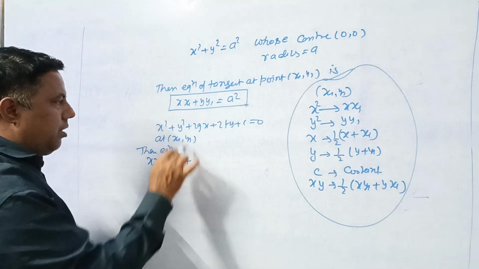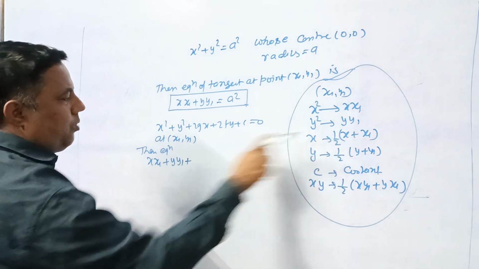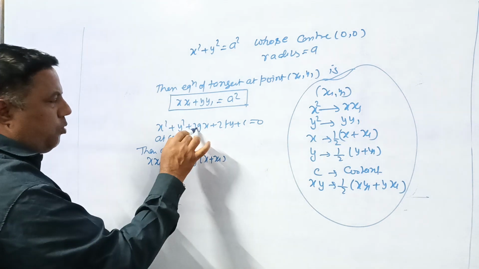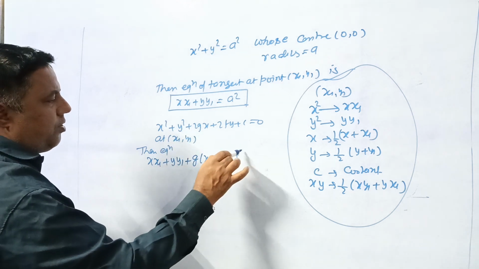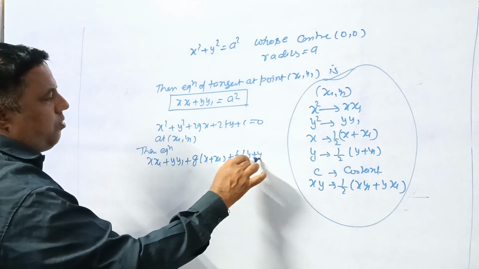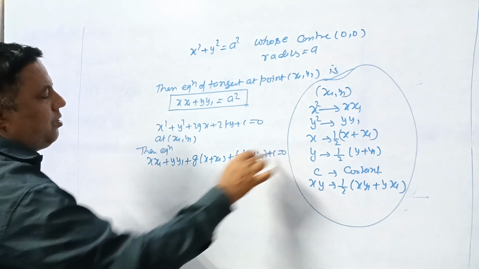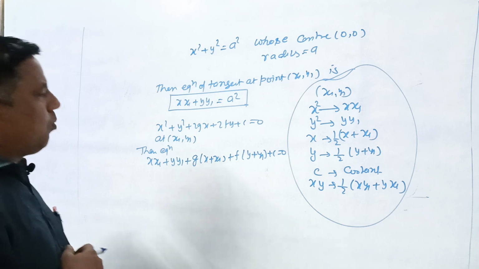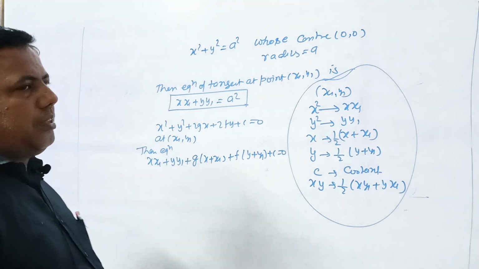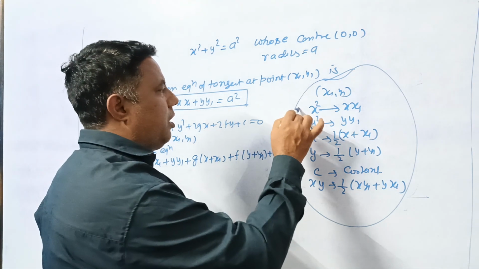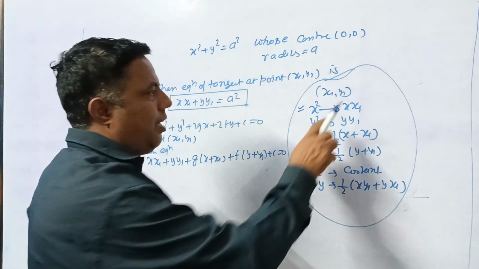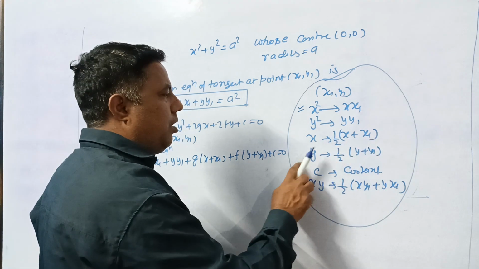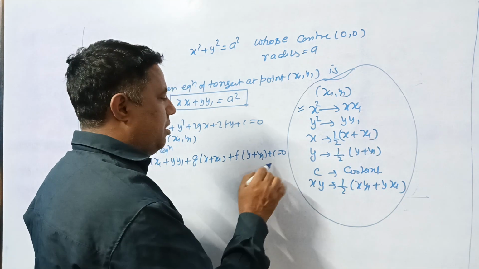Linear terms take half of the coefficient. Then g times (x plus x1), half of 2 is 1, so that is f times (y plus y1), plus c equal to 0. So for any curve, if we are required to write the equation of the tangent, we have to remember this point. If it is quadratic, then x x1, y y1, half x1, half y1, and the constant has no change.